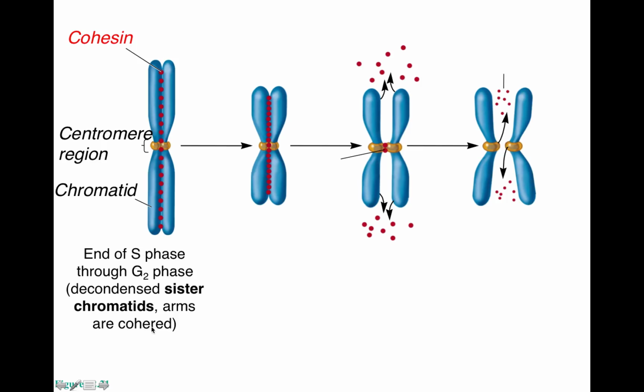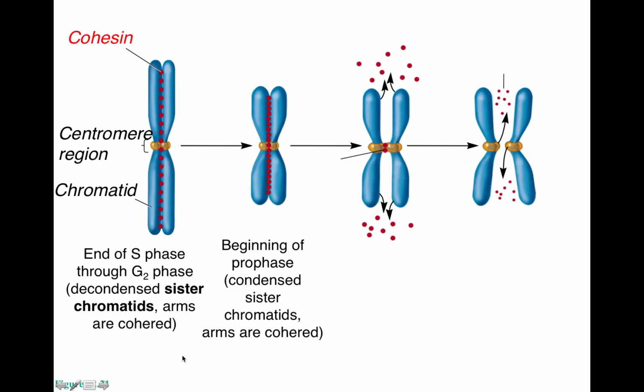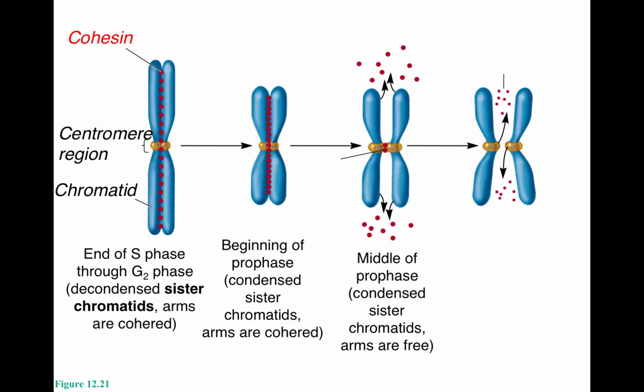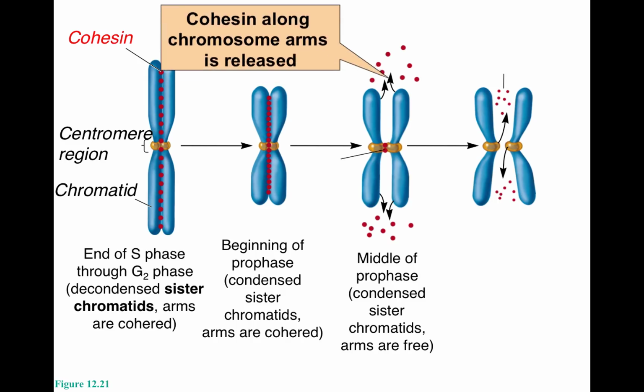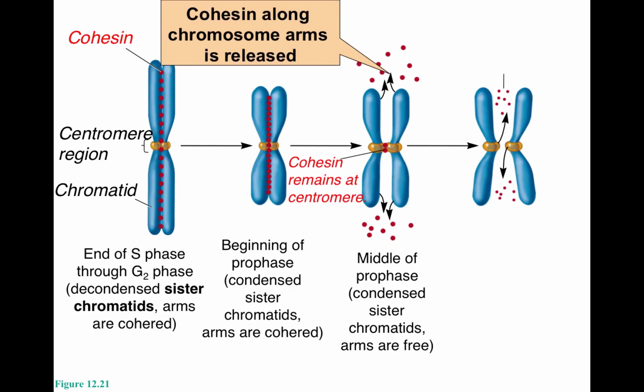If you don't remember the phases of the cell cycle, this is a good time to review them. At the end of S, or the synthesis phase, during the G2 phase, the two sister chromatids are held together by cohesin. At the beginning of prophase, they condense even further. In the middle of prophase, the cohesin is released and the sister chromatids are freed. And finally, at anaphase, the cohesin that remained at the centromere is also released and the sister chromatids can separate.